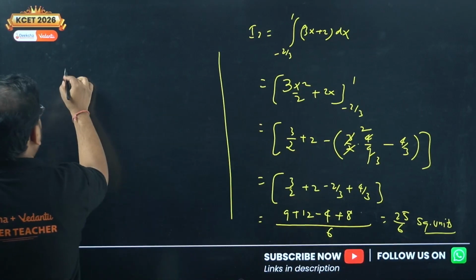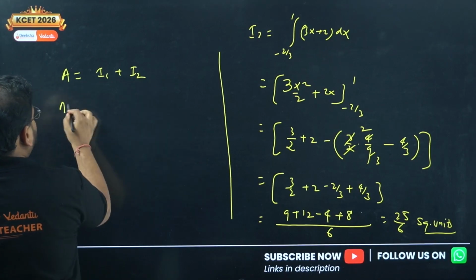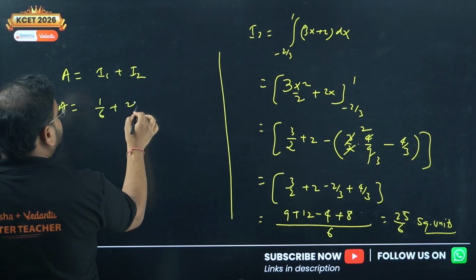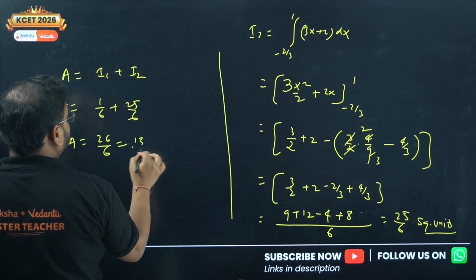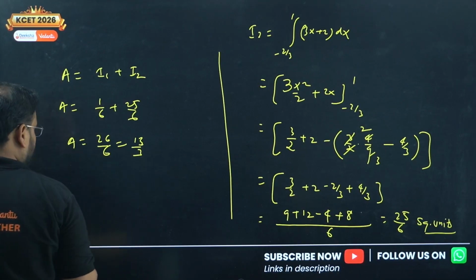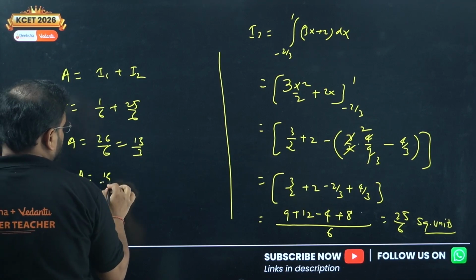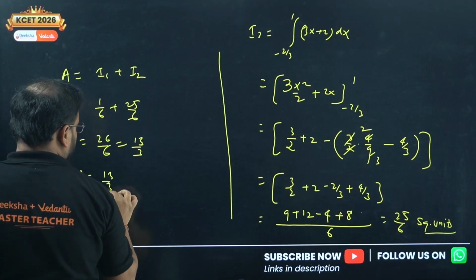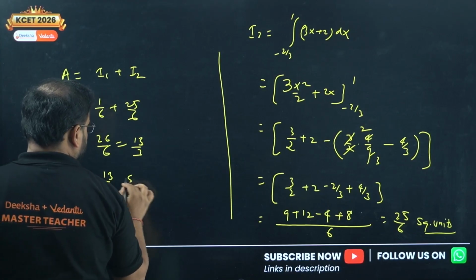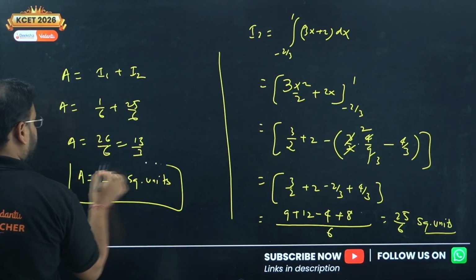29 minus 4 is 25 by 6. I'm looking for the required area A, which will be I1 plus I2. So I had 1 by 6 plus 25 by 6, so 26 by 6, which is 13 by 3. So this is my answer, 13 by 3 square units. This is your answer.